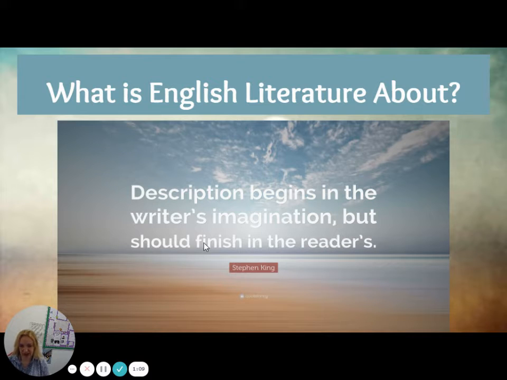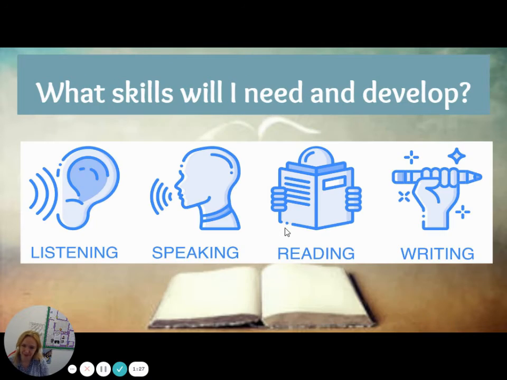So this gives us a summary of this idea that description begins in the writer's imagination but should finish in the reader's. And that's all that English literature is about, really, that communication between the writer and how the written word brings our imagination alive and creates worlds for us.